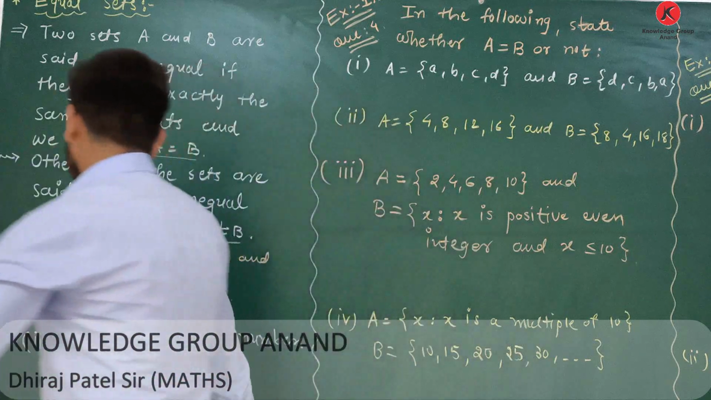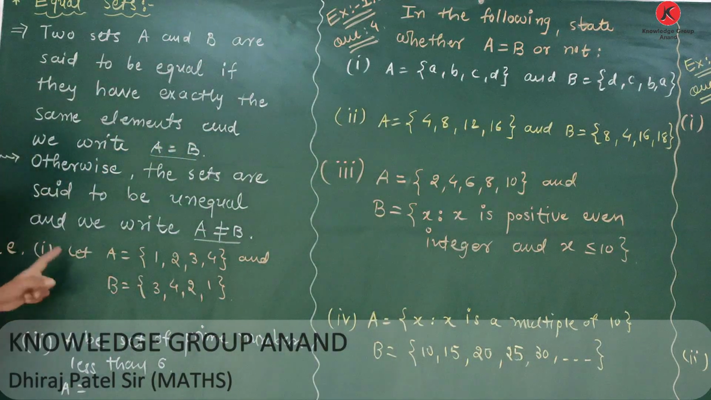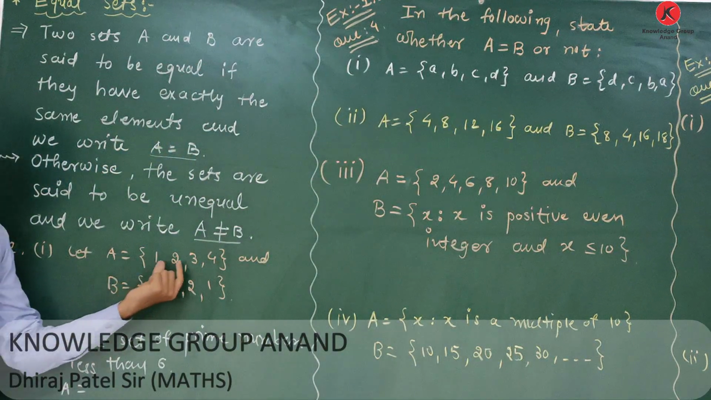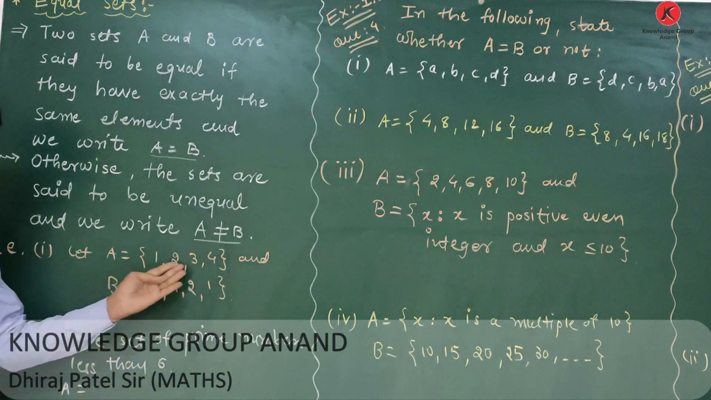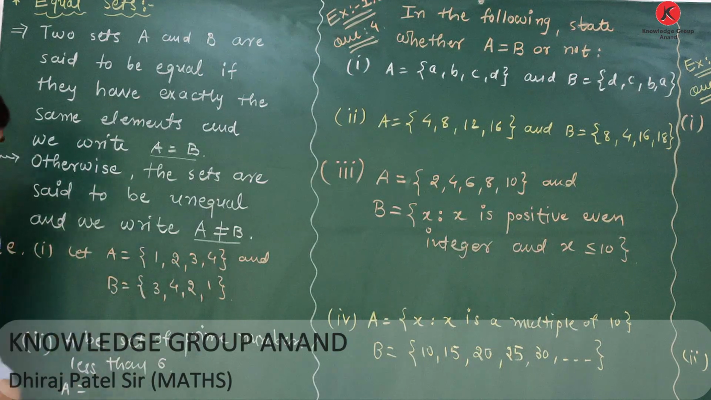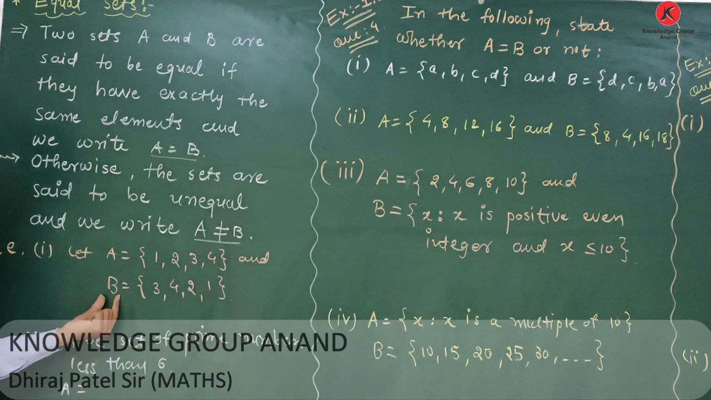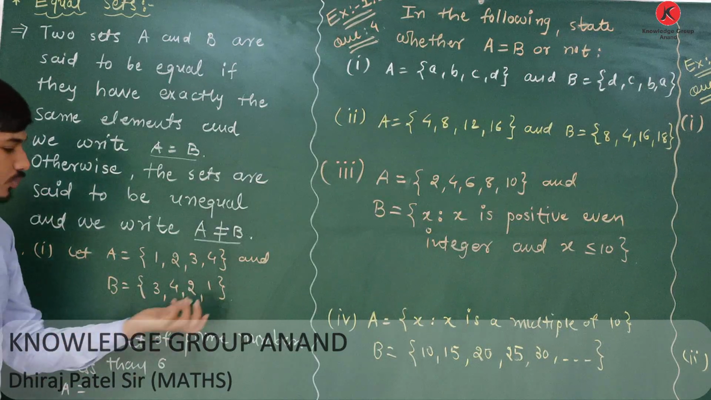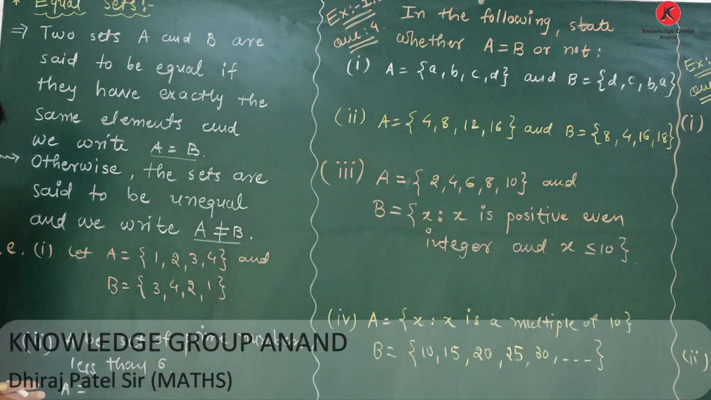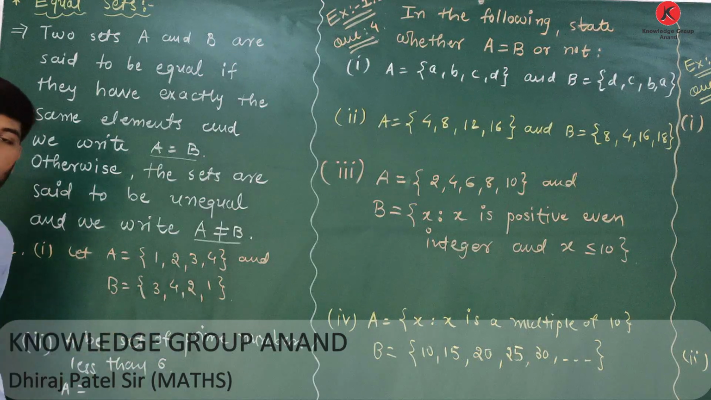Okay, now see the example. Let A equal 1, 2, 3, 4. There are 4 elements: 1, 2, 3 and 4. And the set B equals 3, 4, 2, 1. This also has 4 elements.